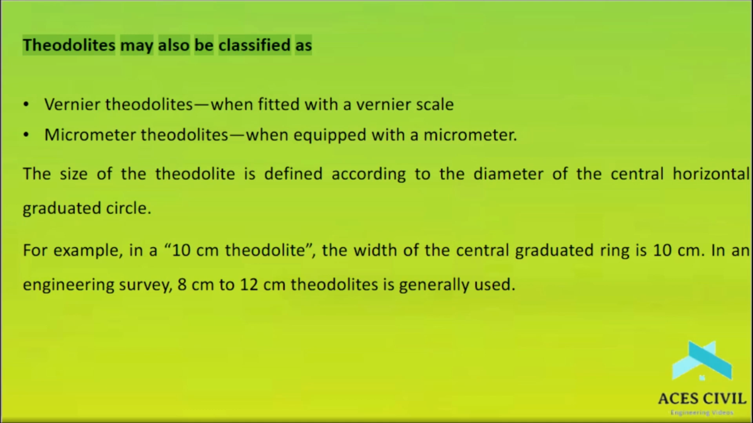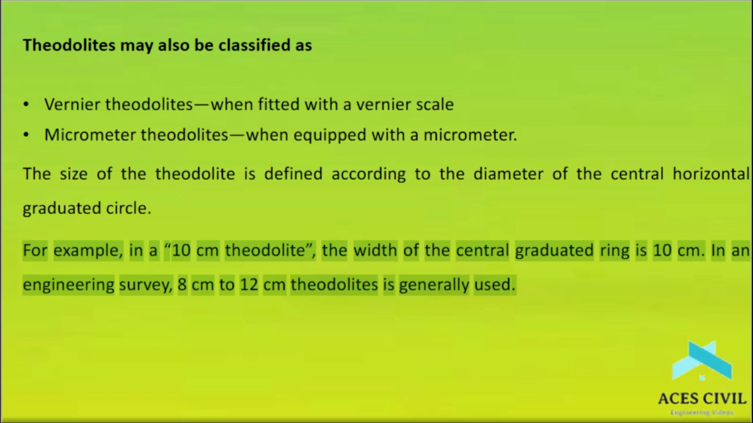Theodolites may also be classified as vernier theodolites when fitted with a vernier scale, and micrometer theodolites when equipped with a micrometer. The size of the theodolite is defined according to the diameter of the central horizontal graduated circle. For example, in a 10 cm theodolite the width of the central graduated ring is 10 cm. In an engineering survey, 8 cm to 12 cm theodolites are generally used.